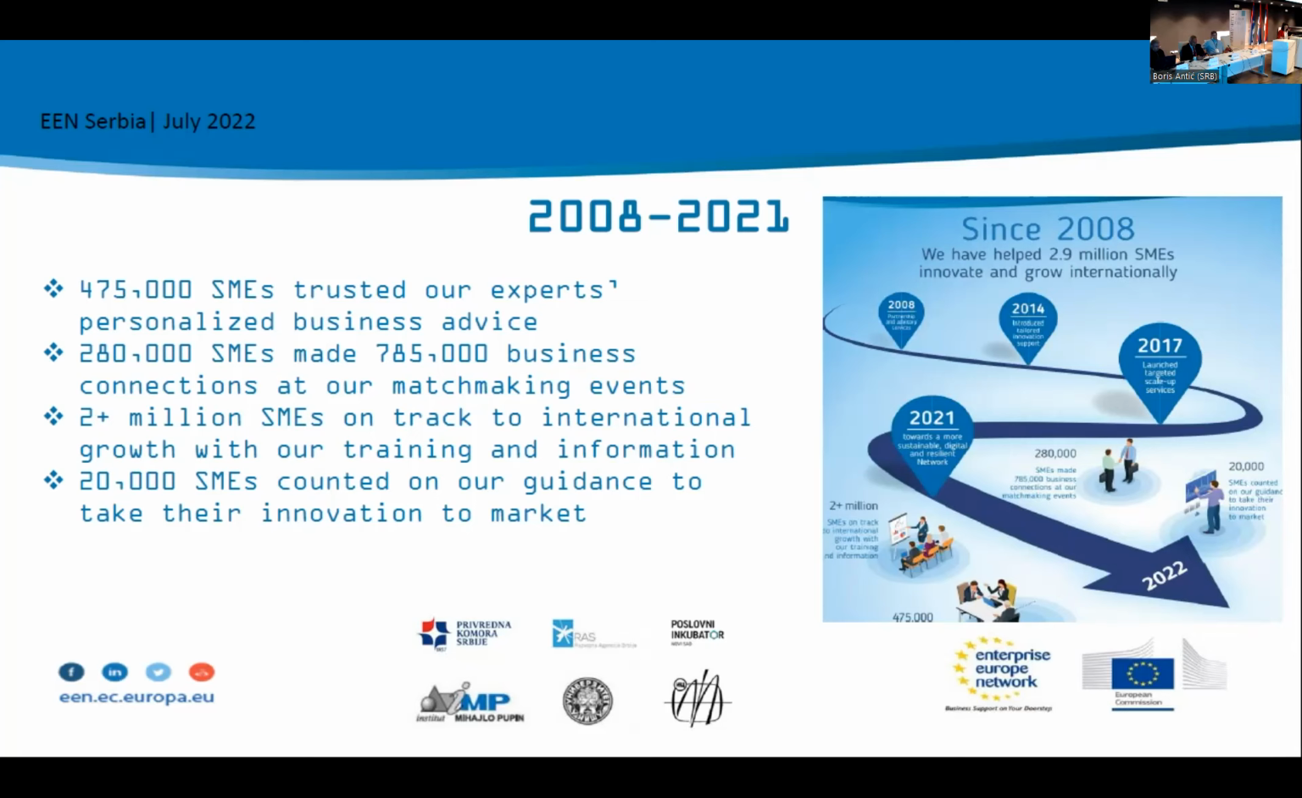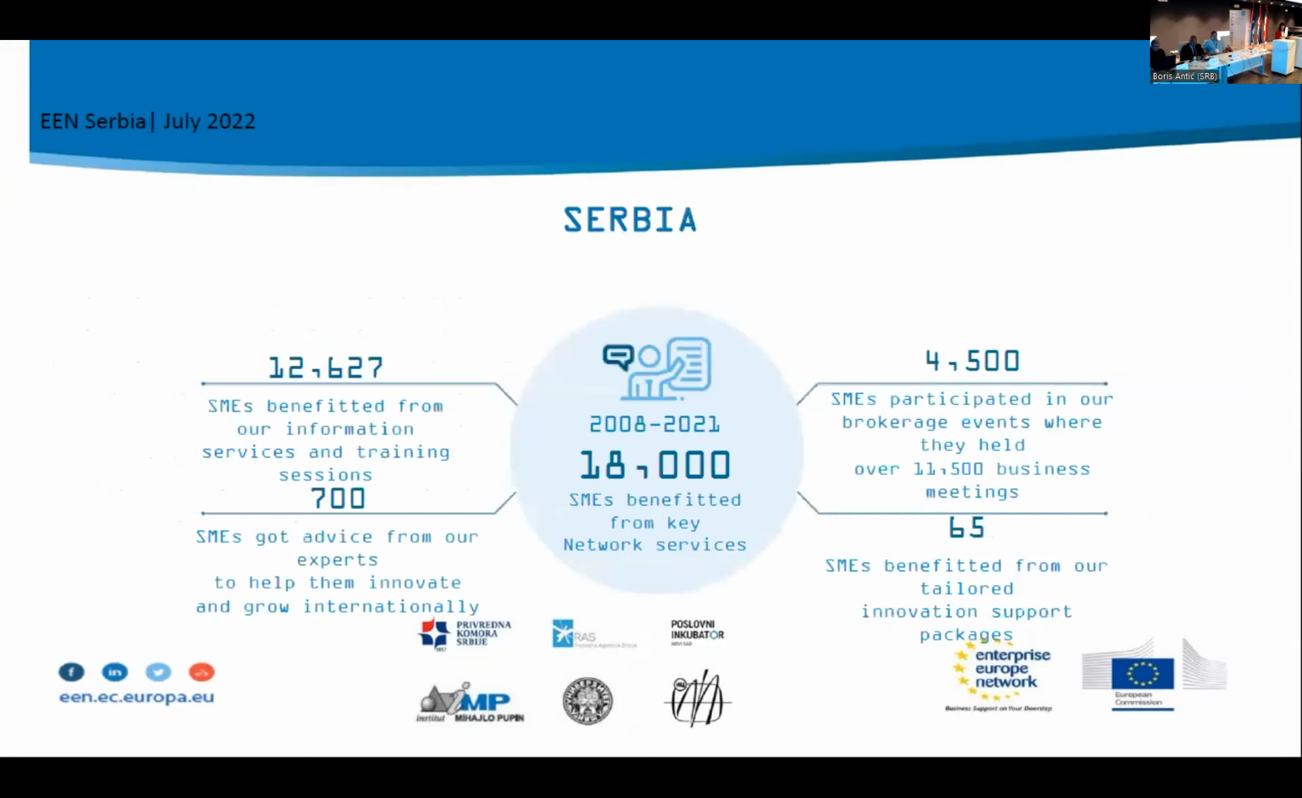But as you can see, it's a really big number of the companies that use the EEN network to help them boost their business abroad. Regarding the EEN Serbia consortium, our figures are also very good. We have more than 80,000 SMEs that benefited from key network services. We have 4,500 SMEs that participated in our events, that had overall 11,500 B2B meetings.